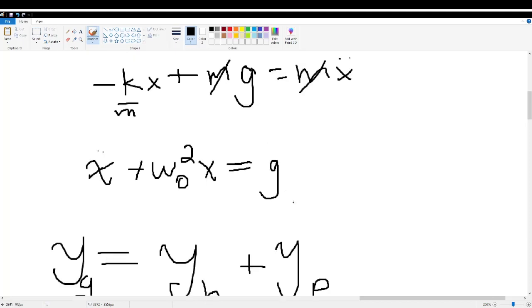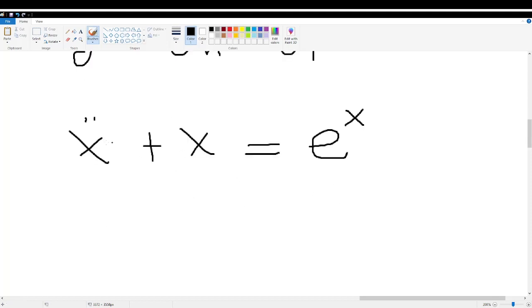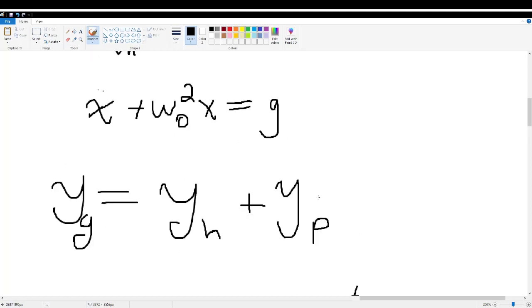Why? Because what you want to do is plug in your particular solution, and given up to constants, take the derivatives as necessary, and it's going to look like your forcing function. If I have x double prime plus x is equal to e to the t, there's no way I'm finding a solution to this that doesn't look like e to the t. Because if it's a polynomial, for example, the second derivative of a polynomial is a polynomial, plus a polynomial is still a polynomial. A polynomial is never going to equal an exponential.